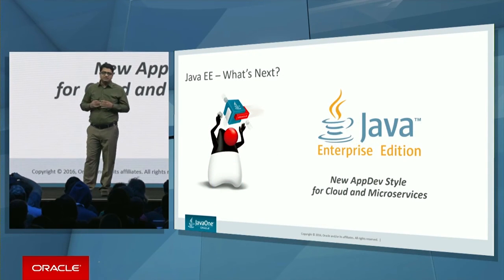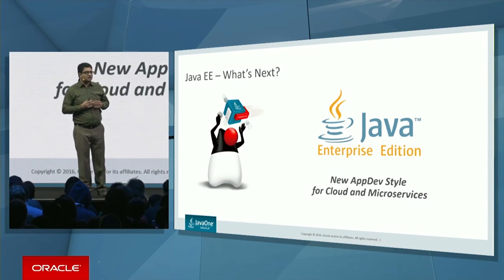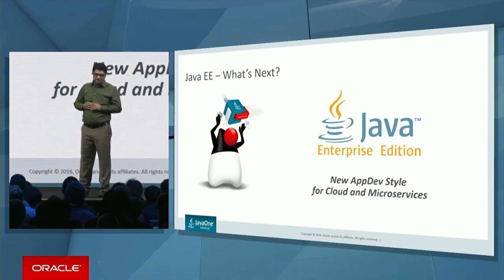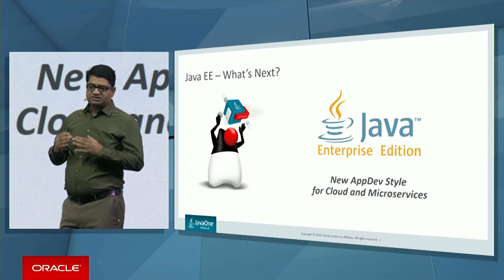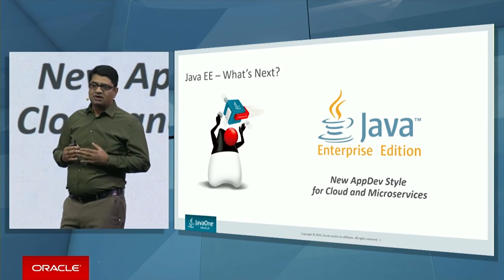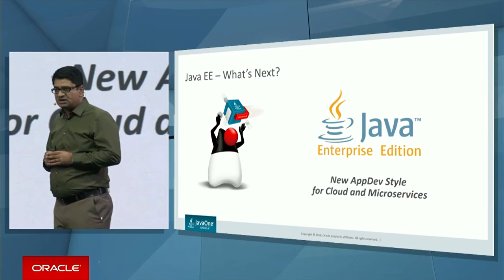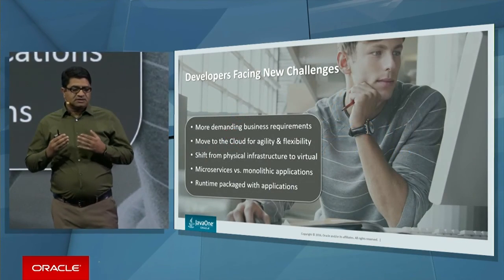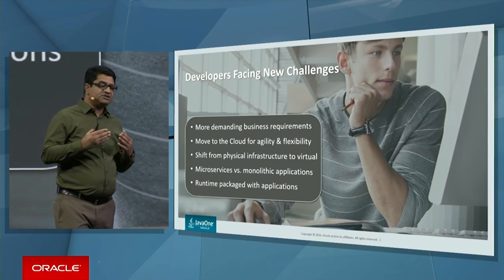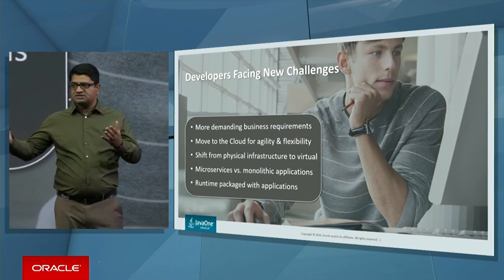So what's next? What should you expect from Java EE over the next couple of years? And what's the theme for Java EE next? So the theme is right here. It's the new app dev style for cloud and microservices. How did we get to this theme? So the answer comes from the kind of challenges developers are facing, you guys are facing.